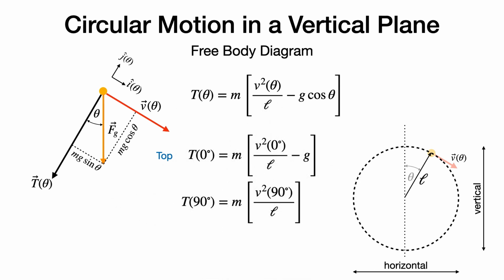Now, if we happen to be halfway down the circle at 90 degrees, then gravity doesn't contribute at all to the tension. It's all due to v squared over L. Finally, when the mass is at the bottom of the circular path, the tension is going to be given by the sum of v squared over L and g, and it doesn't matter how fast the object is moving, it's always going to have a positive tension.